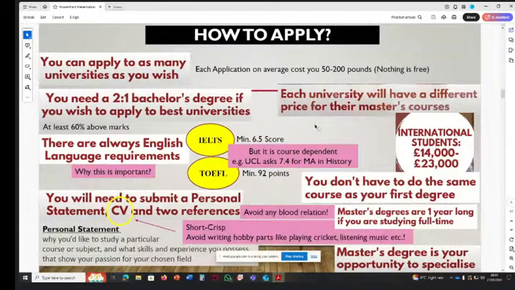A master's degree is your opportunity to specialize. As I mentioned, you can go for more specialization or more selective topics to pursue your master's. It does not necessarily have to be very general like a bachelor's.